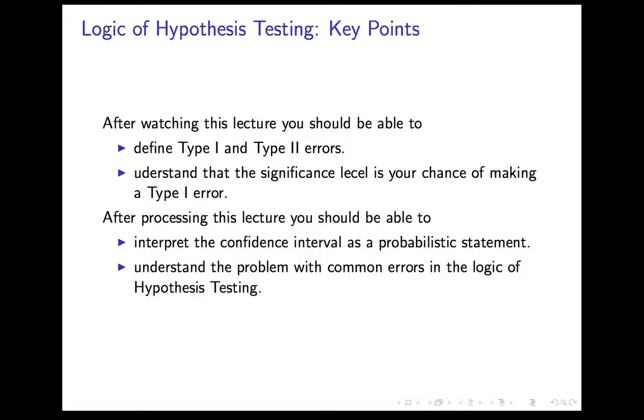Okay, so here's the summary. After watching this lecture, you should be able to define type 1 and type 2 errors, and you should understand that the significance level is your chance of making a type 1 error. You should be able to interpret the significance level as a probabilistic statement, and understand the problem with common errors in the logic of hypothesis testing.